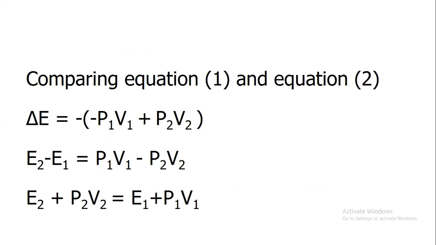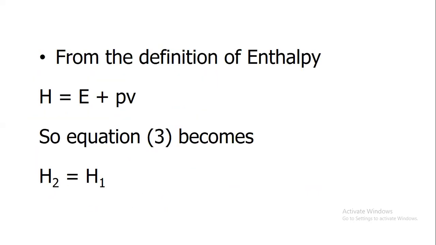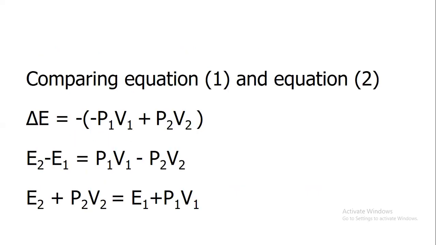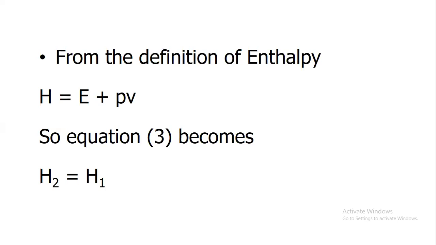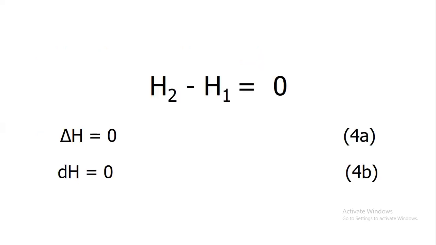Comparing equations 1 and 2, and from the definition of enthalpy, H equal to E plus PV, we get E2 plus P2 V2, which is H2, and E1 plus P1 V1, which is H1. So H2 equal to H1, H2 minus H1 equal to 0.